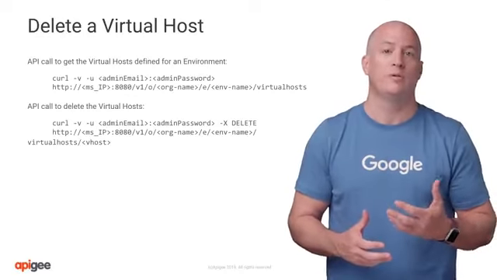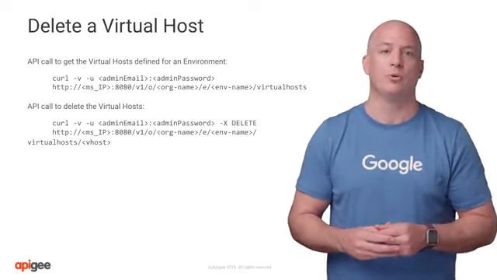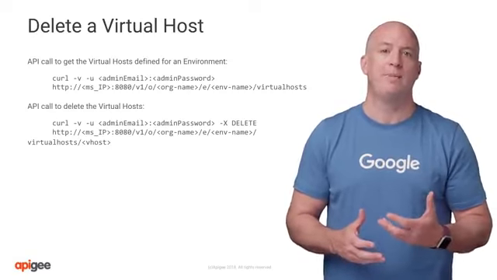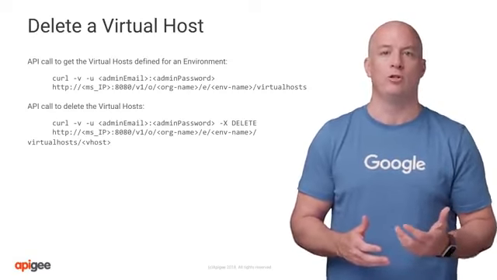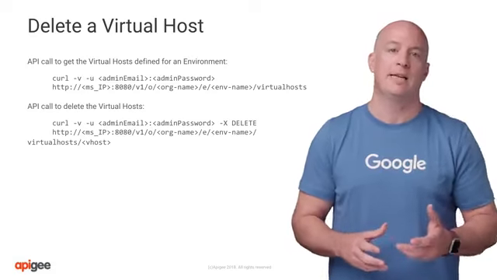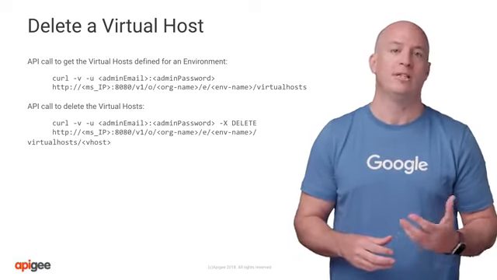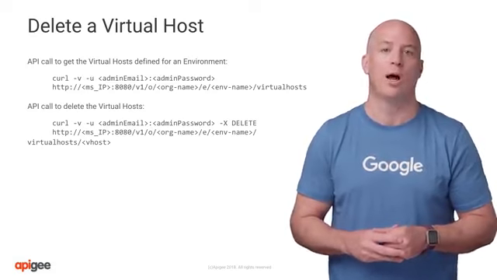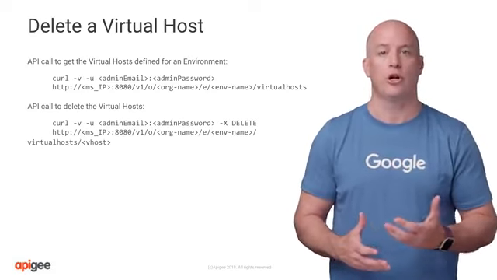Deleting a virtual host follows the same pattern we've seen in previous modules. First, we make a Management API call to get a list of all the virtual hosts defined for an environment. Secondly, we make a separate API call to delete each virtual host we no longer require. Both these calls are shown on screen.